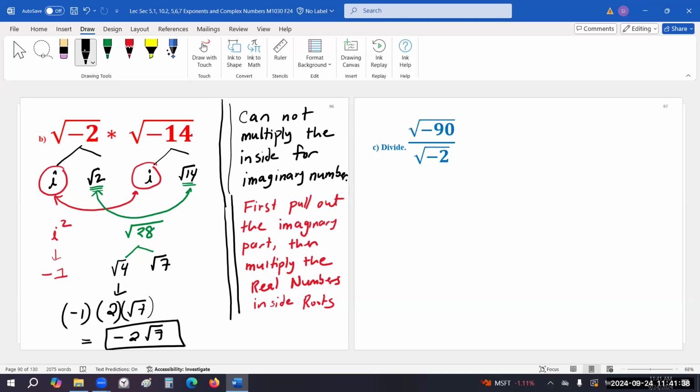What do you think about the next one? Surprisingly, in division, since you're going to cancel, we can actually cancel right away the negative and negative. But if we do follow the real steps, it's i square root of 90 divided by i square root of 2. So they cancel out anyway. Square root of 90 over square root of 2.